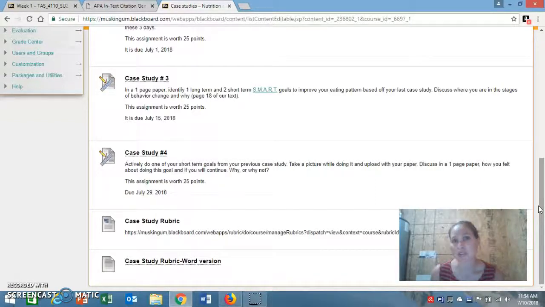Really look over this rubric, understand what I'm looking for. The directions are simply the directions. It's not what you're being graded on. The rubric is what you're being graded on. In the rubric you'll see, is it complete? Did the student do everything that the directions ask them to do?